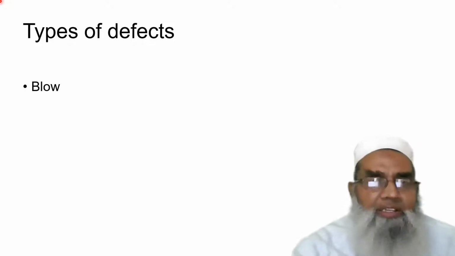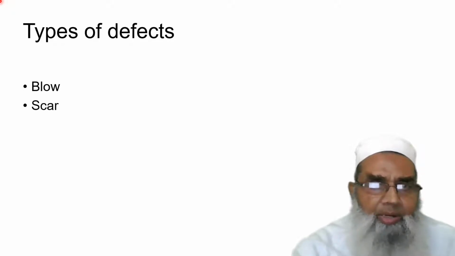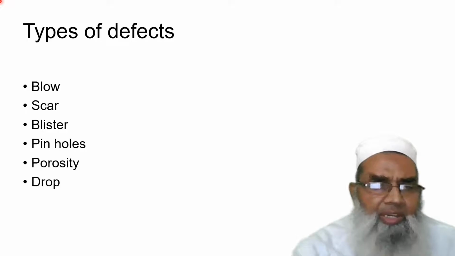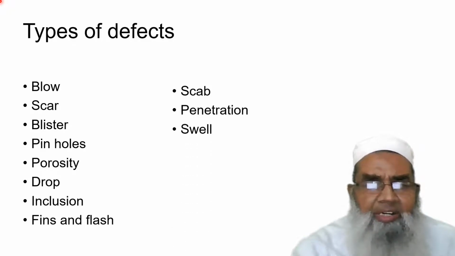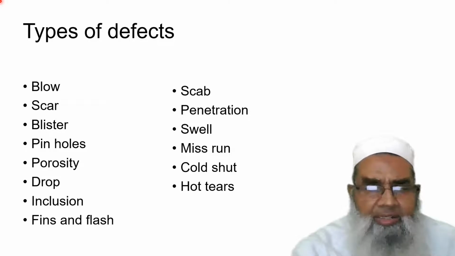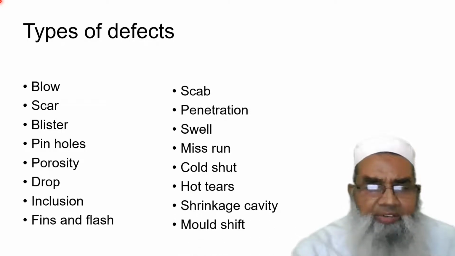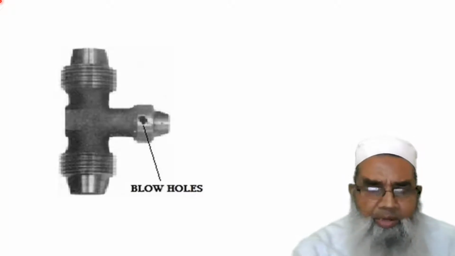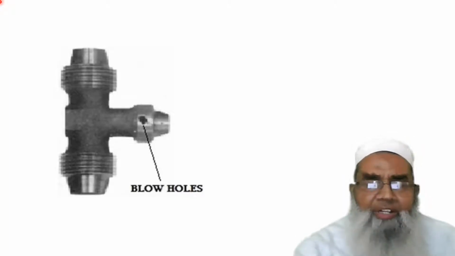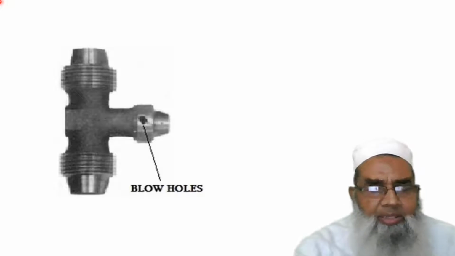Now one of them is the blow, another is scab, blister, pinholes, porosity, drop, inclusion, fins and flash, scab, penetration, swell, misrun, cold shut, hot tears, shrinkage cavity, and mold shift. These are the few which are being enumerated over here. Now the first one is a blow, or we call it a blow hole.